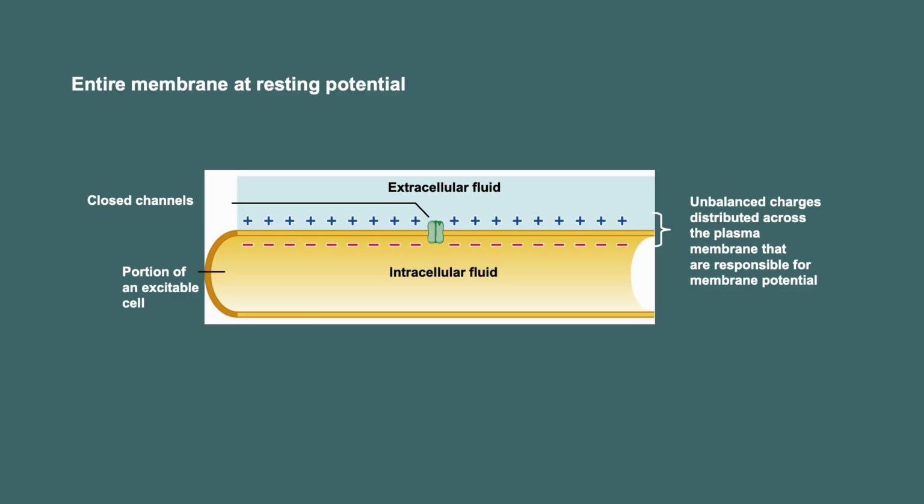So at rest then, at resting membrane potential, our membrane looks something like this, right? Here's the outside of the cell, and here is the inside of our cell, the neuron. Remember that all of our unbalanced charges line up right at that cell membrane. Because we're negative 70 in here, it's those negative charges that line up on the inside of the cell membrane and the positive that line up on the outside.